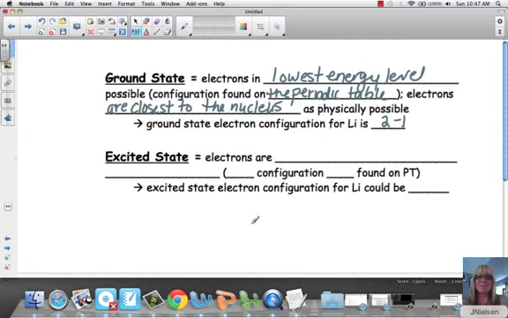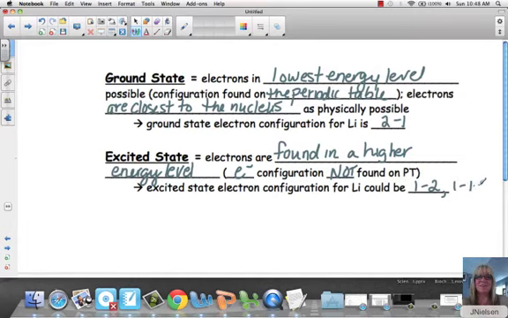Excited state: electrons are found in a higher energy level, and this is not found on the periodic table. So therefore, an excited electron configuration for Li could be the reverse of this. It could be 1,2, okay, because normally there has to be 2 in the first principal energy level. Or 1,1,1 is also another example of an excited state.